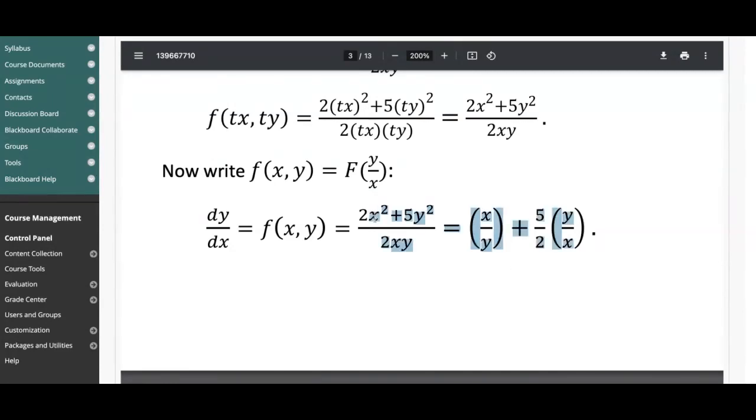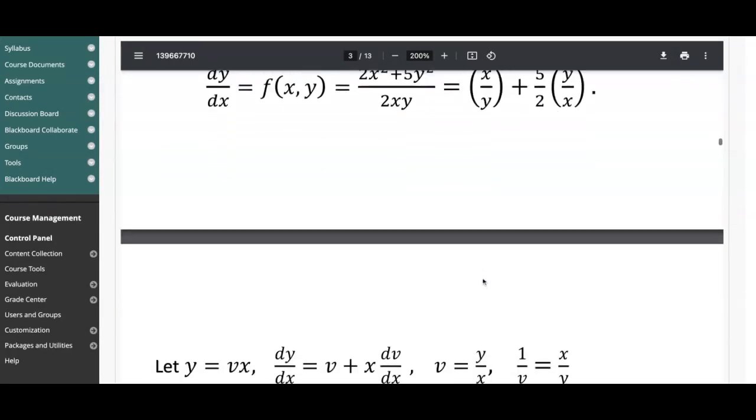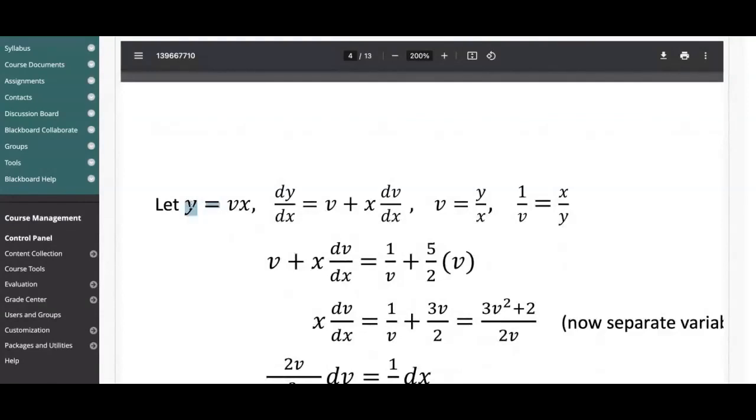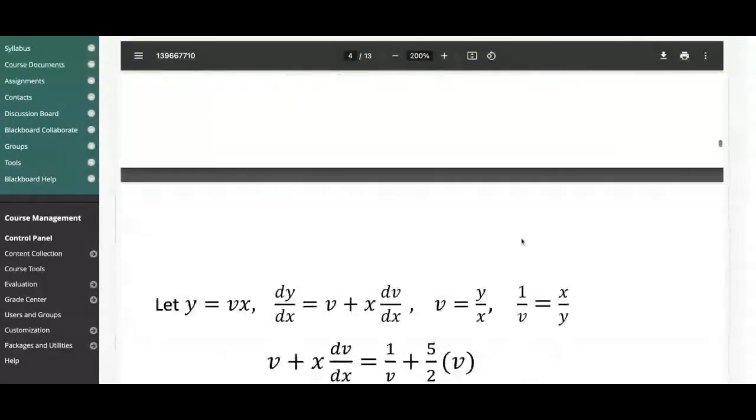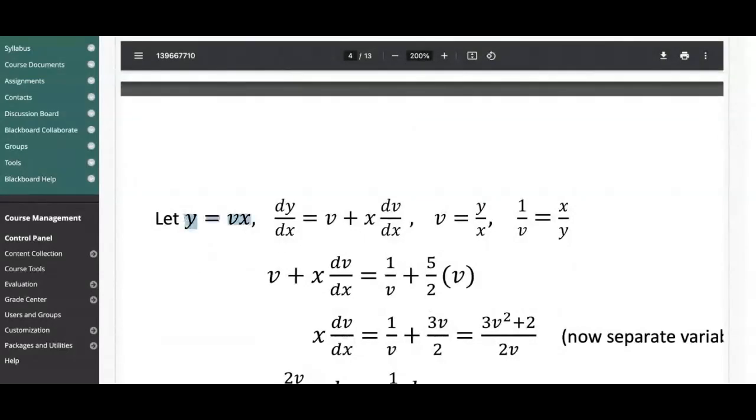Make sure you do this calculation for yourself. This is just algebra. Everyone can do it. And then we use this one. Once we're able to write this, we let y equal vx, right? So we just have to differentiate it once. Just try to memorize this. You don't have to differentiate every time. So implicit differentiation, dy/dx, you get v plus x dv/dx.